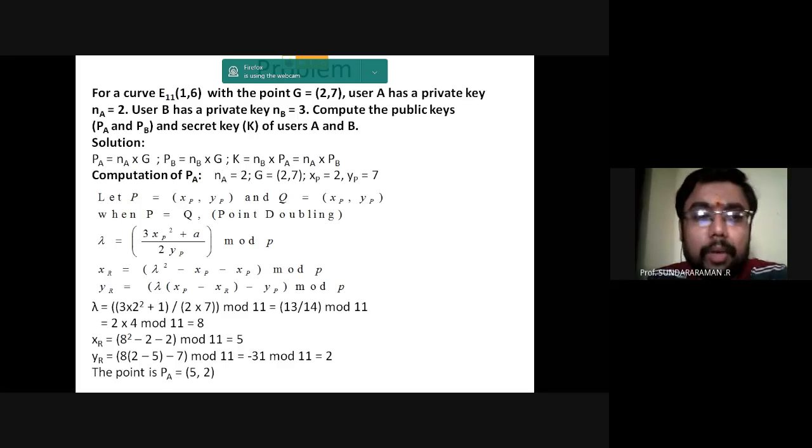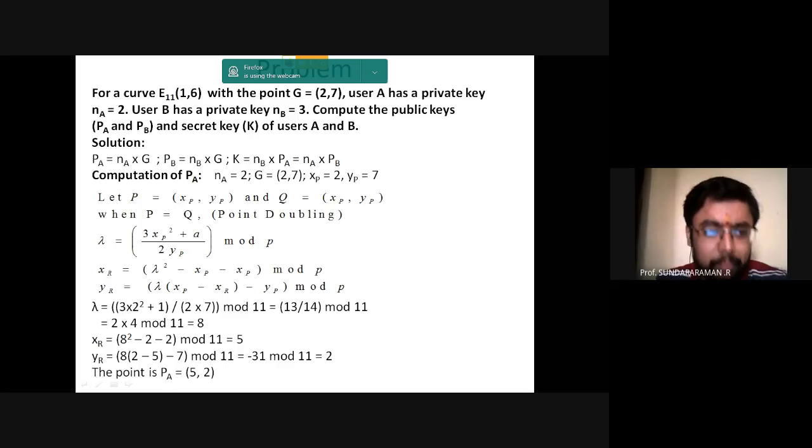Therefore, simply we have to perform the doubling operation, and the corresponding equations are given here for point doubling. When P is equal to Q, the lambda computation goes like this: lambda is equal to (3xp square plus A) divided by 2yp mod p, where p is equal to 11 here. And XR can be computed as lambda square minus xp mod p, with YR equal to lambda into (xp minus XR) minus YP. The XR just computed has to be used for computation of YR.